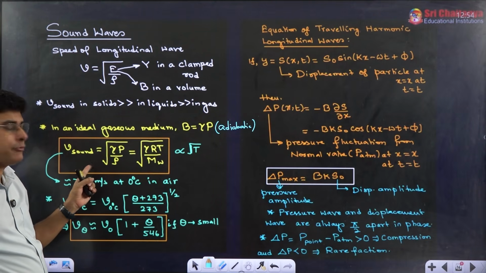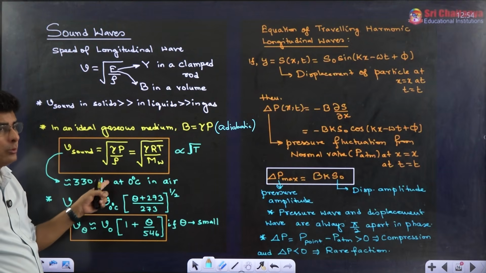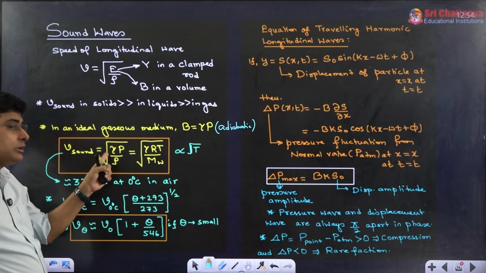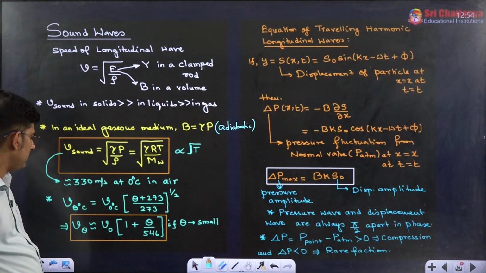Earlier, Newton had given a formula where he assumed isothermal conditions and he got V sound as root P by rho, which is wrong. Actually it is root gamma P by rho. Gamma is the adiabatic constant, Cp by Cv. Clear?